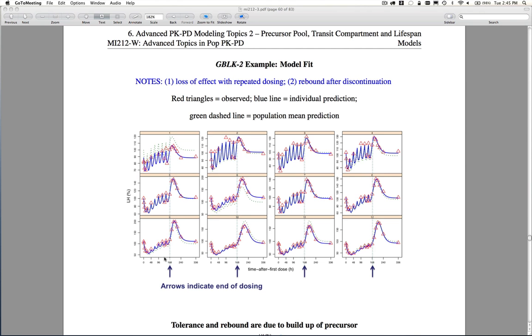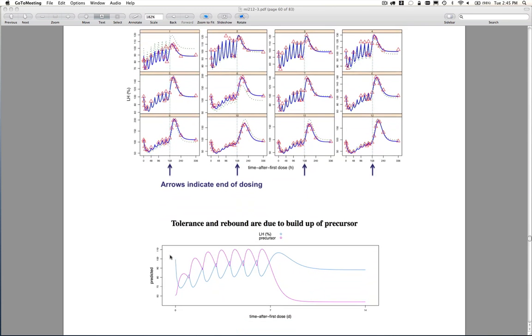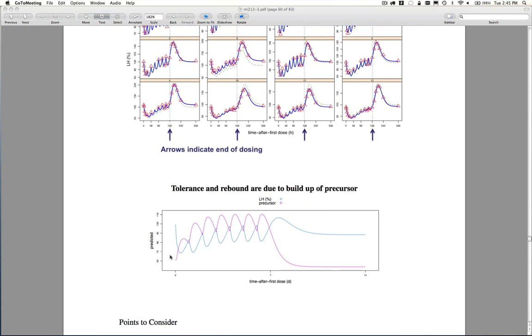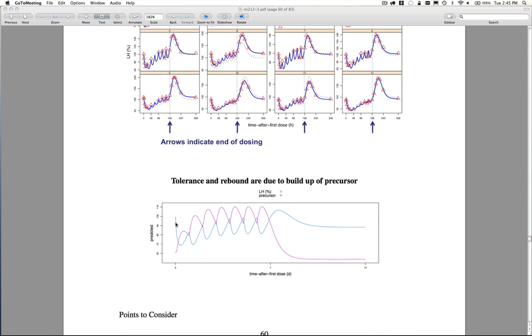So question is, okay, how does the model actually do that? We mentioned before that there was this buildup of precursor. And so if you look at the model, this is just one of the patients here with the data, and you look at the LH suppression shown here in blue over time, you can see that suppression goes down, and then you can start to see, even just looking at the nadirs here, that tolerance develop, and then again that new steady state, if you will, start to develop out near the end of the first week.